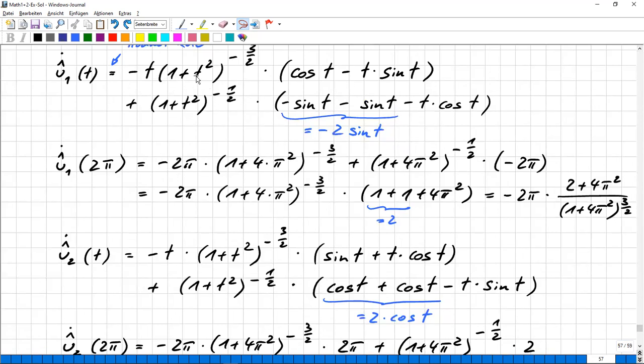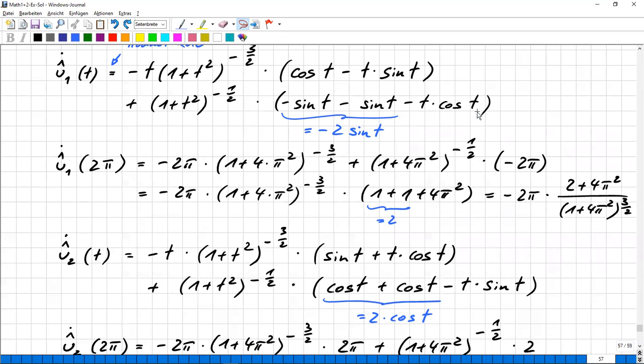Negative 2 pi, you see, 1 times 4 times pi squared again, power negative 3/2, just inserting. And the cosine of 2 pi is 1, of course, while the sine of 2 pi is 0, so that makes things a little bit easier. This one plus 1 plus, where does it come from? Okay, so this is just a plain 1, right? Cosine of 2 pi equals 1. Sine of 2 pi gets 0. So this is just a factor of 1. So that's all I get here.